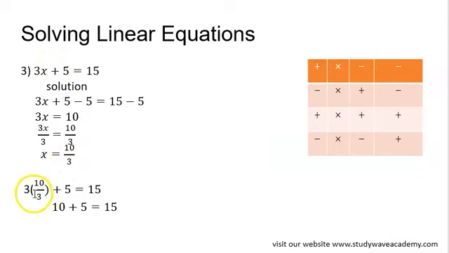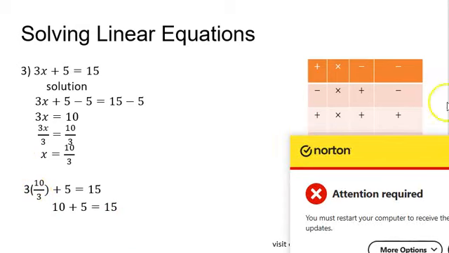Okay, so we have 3 bracket 10 over 3 bracket close plus 5 over 15. The 10 over 3 we have here represents x, right? So we say 3 can cancel 3 out there, right? So we cancel 3 and 3.